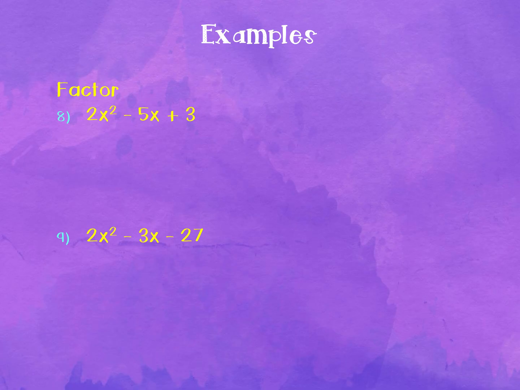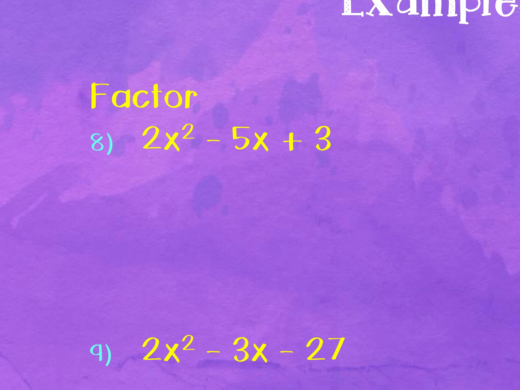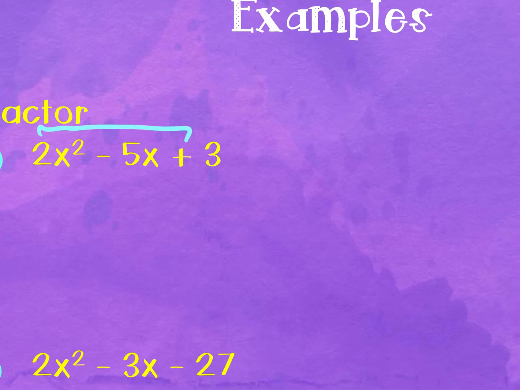Let's try some of these. I'm going to do this one the way that most of you will do it, and that's by the grouping method. So let's do the 2 times 3. What does that get you? 6. Do we have factors of 6, positive 6, that add to negative 5? Good. Negative 3, negative 2.